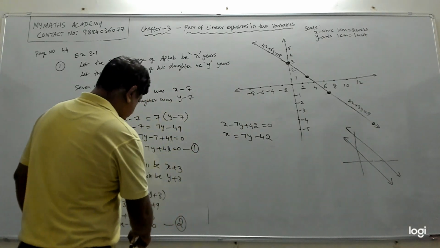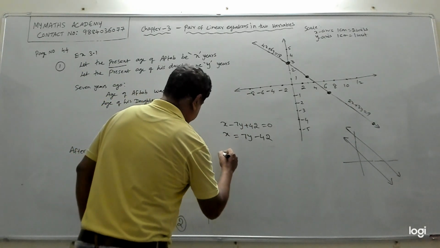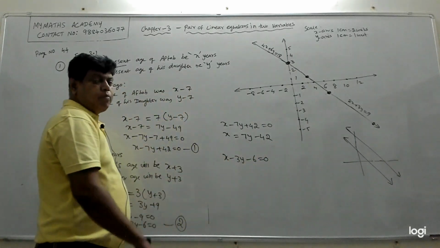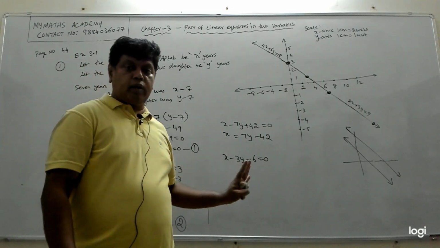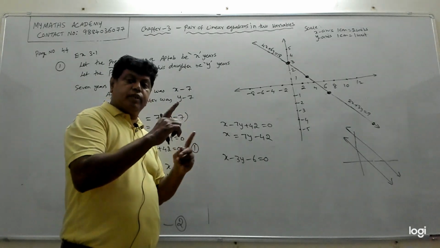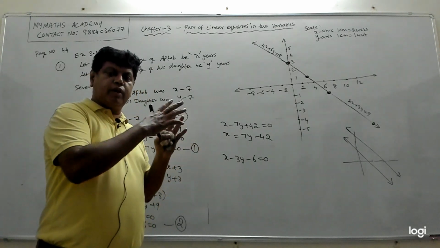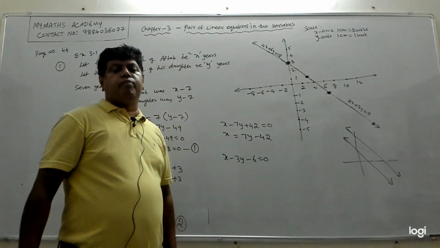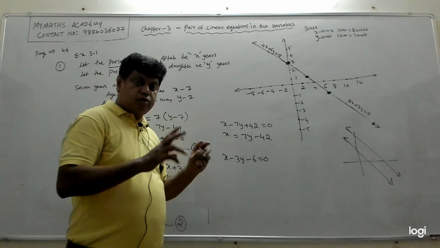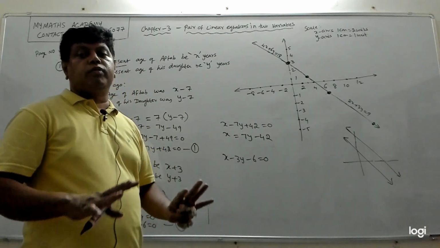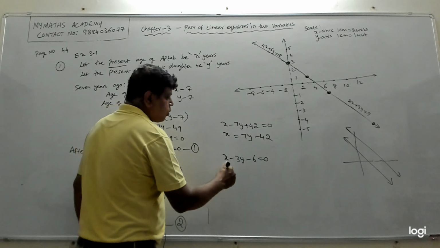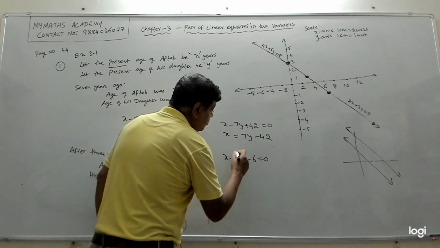Similarly for the second equation, which is x minus 3y minus 6 equal to 0. Here also you have to keep the variable whose coefficient is 1 on the left side and move everything else to the other side. If both of them have the coefficient as 1, then you can keep anything here. Generally we will keep y here and move everything to the other side. But here that is not the case, only x has the coefficient as 1. So I'll keep x here and move everything to the other side.